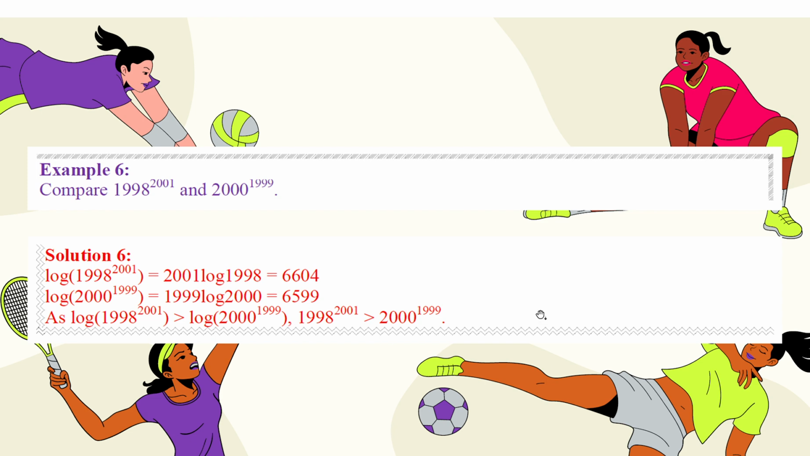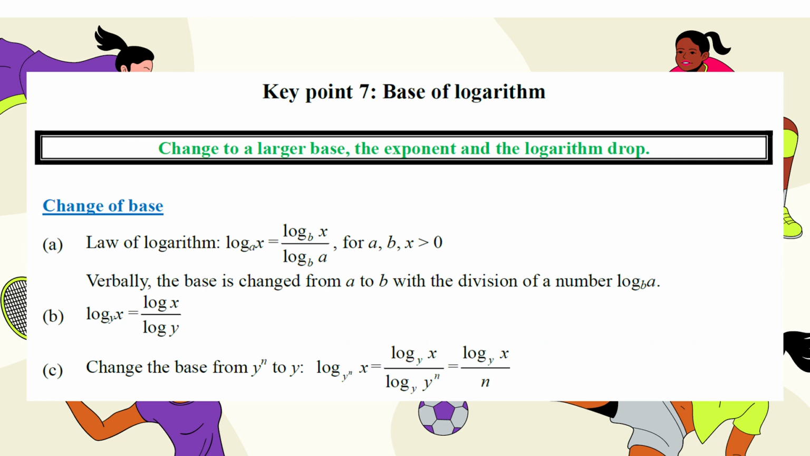Got it? Well done. Next one, the base of a logarithm. You can change the base of a logarithm. If you change it to a larger base, then the exponent and the log will drop, it will become smaller. How to change the base of a logarithm is a very complicated procedure. You don't need to prove it, you just need to use it. For example, log x to the base a, I want to change it to base b.